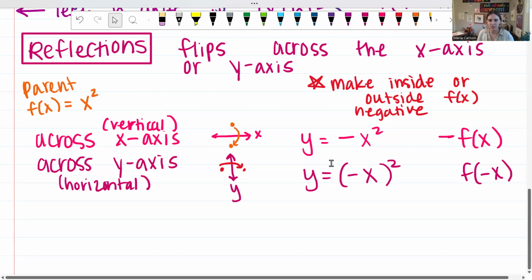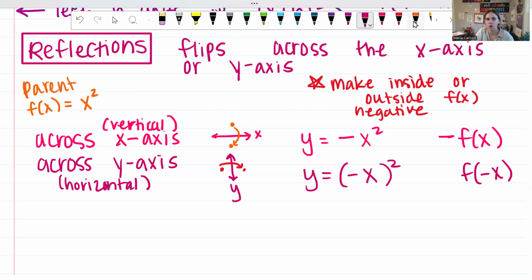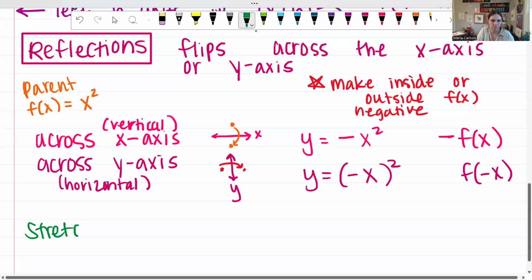Okay, so those are reflections. You're adding a negative either inside or outside. Now let's talk about that stretch or compress. That's kind of our final one. Green, I guess. So stretch or compress.